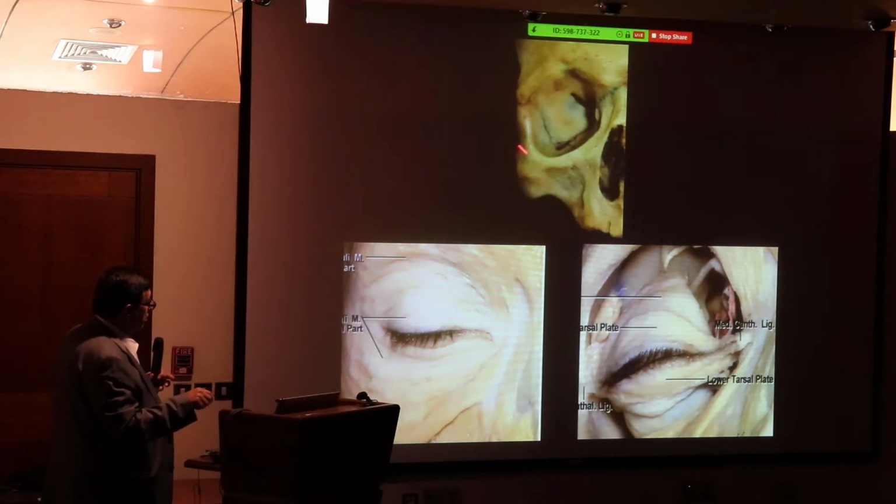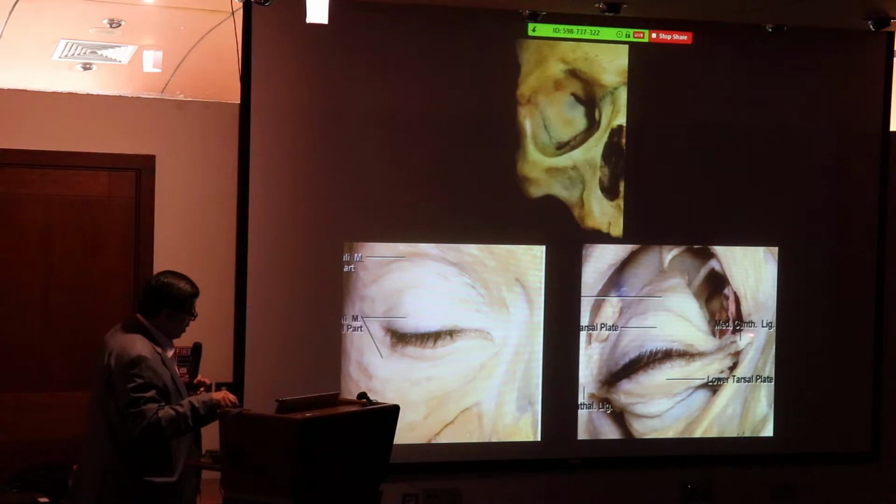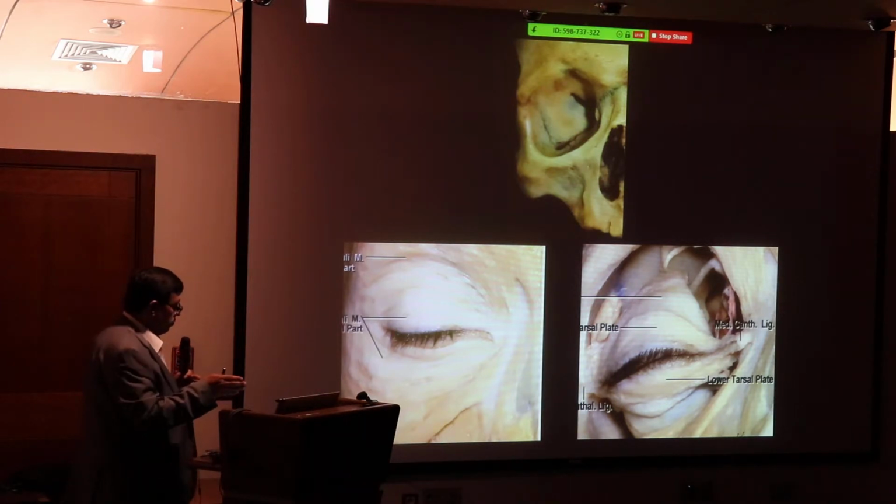You have to remember this anatomy and then put the soft tissue on top. You have to remember what the medial canthus ligament is because it's important. If you cut the medial canthus ligament, you can move the whole of the globe and go to the medial wall.